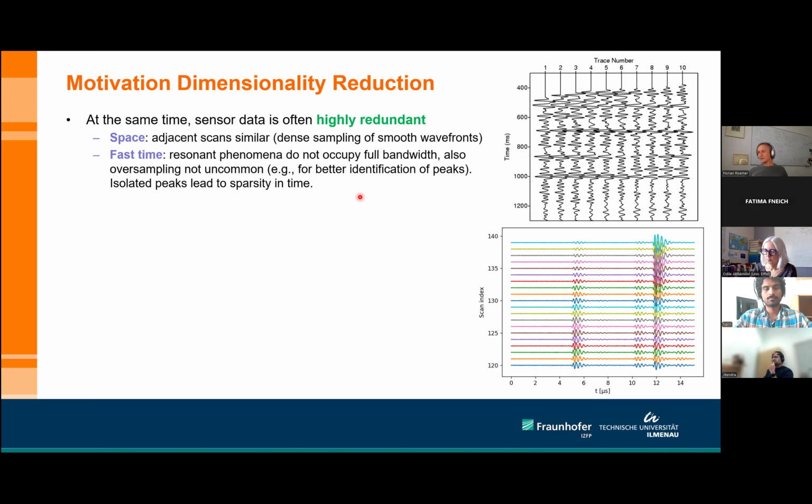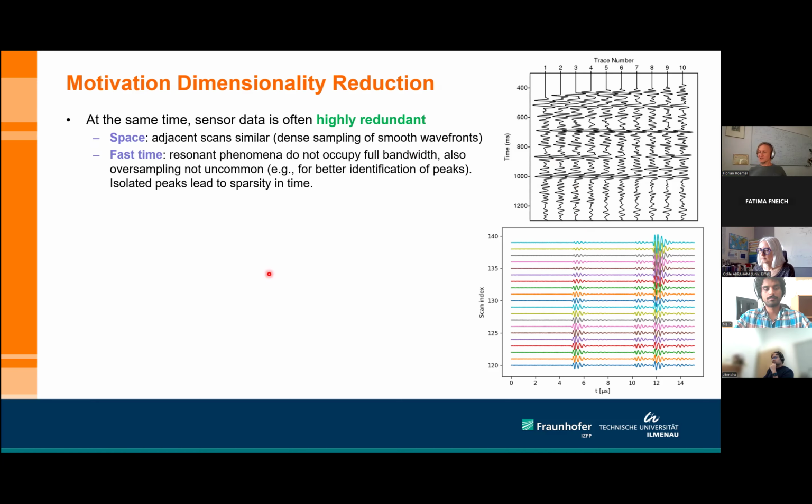Likewise, we have isolated peaks, which means we have sparsity in time more often than not. Not always. You can see the seismic example does not look so sparse, but the ultrasonic examples look pretty sparse. So we can make use of that as well.